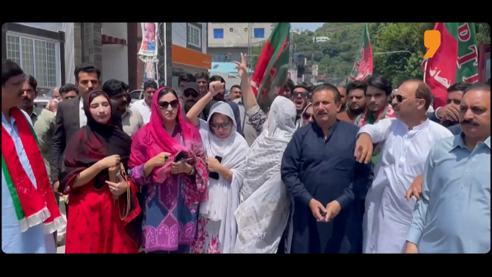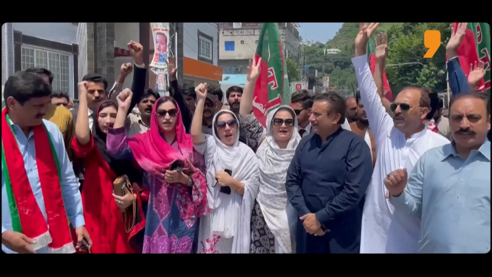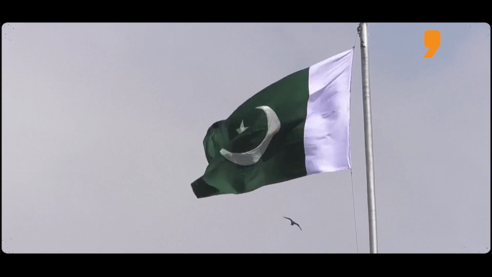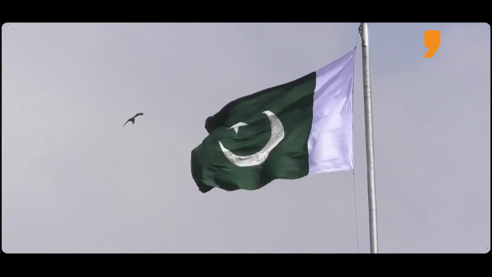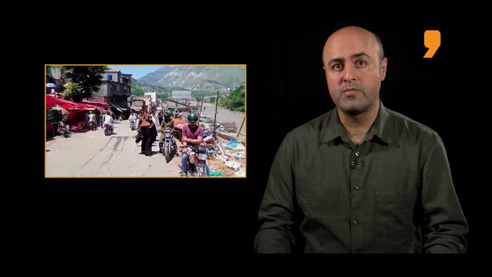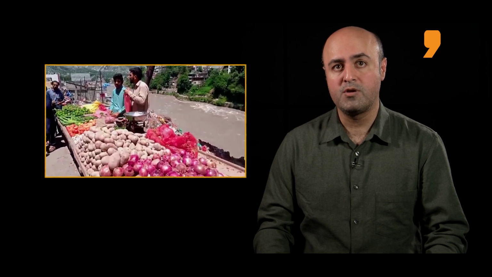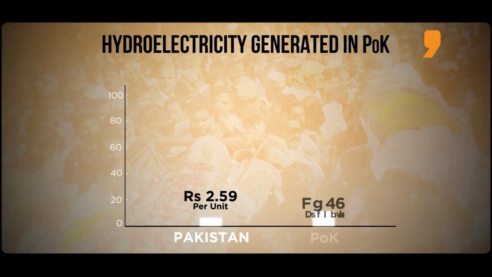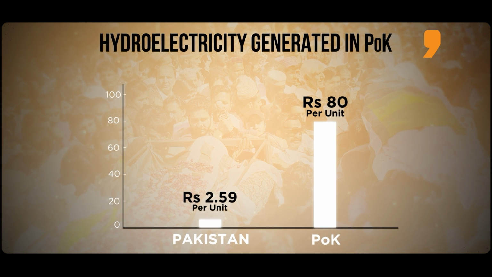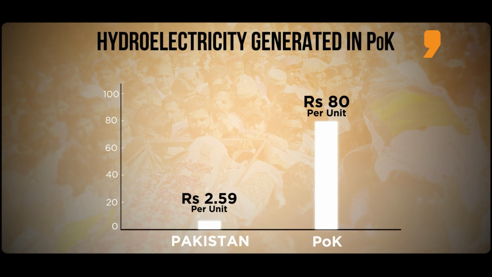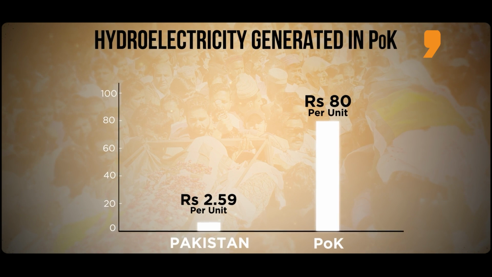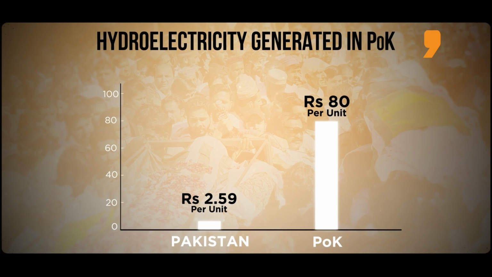Anti-Pakistan protests are not a new phenomenon in Pakistan-occupied Kashmir. Over the past 7 decades, people have repeatedly called out discriminatory Pakistani policies. The recent protests arose from people's fury against the rising cost of food and electricity amid Pakistan's economic crisis and an inflation rate of 25%. Hydroelectricity generated in Pakistan-occupied Kashmir is sold to Pakistan at Rs 2.59 per unit. The same is supplied to Pakistan-occupied Kashmir at Rs 80 per unit.